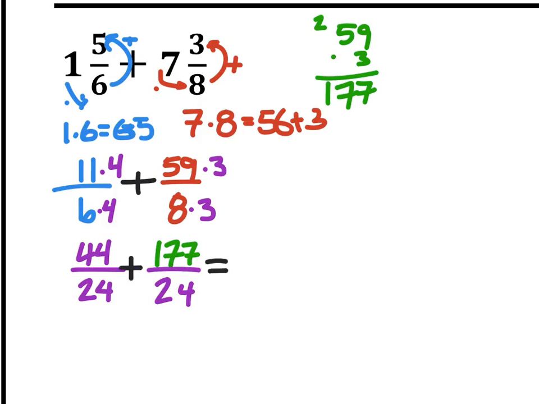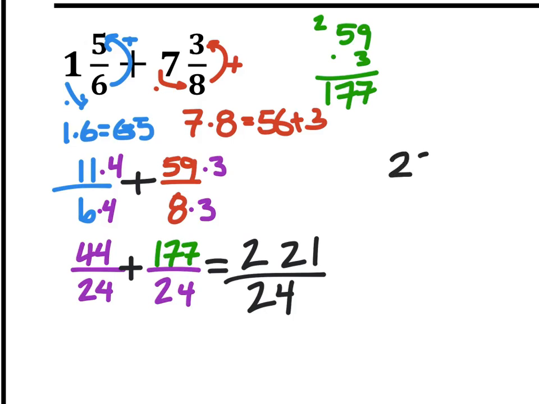So what do we get? 144 plus 177 should be 200 and, let's see, that's 11, so that's going to be 12 right there. 221/24. And let's see, can this be simplified? It's not divisible by 3 or 2. So no, it doesn't look like it can be.